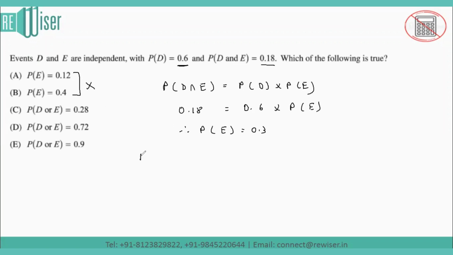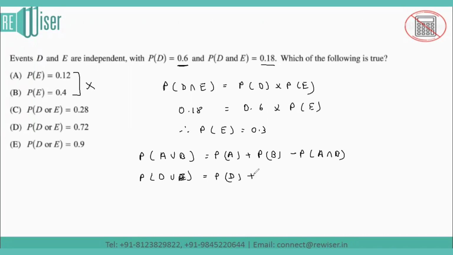Now moving on to the identity that P of A union B is given as P of A plus P of B minus P of A intersection B. So if I apply this formula over here, writing P of D union E, that should be equal to the probability of D plus the probability of E minus the probability of D intersection E.